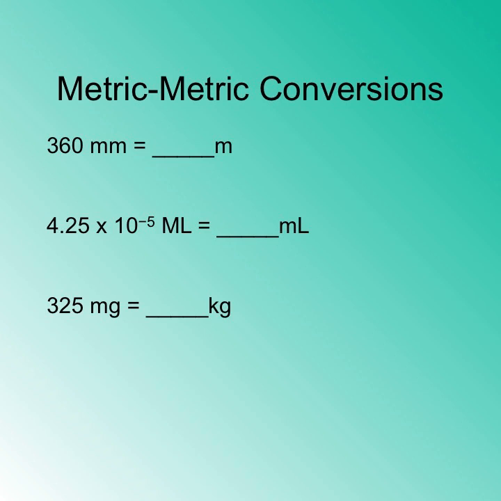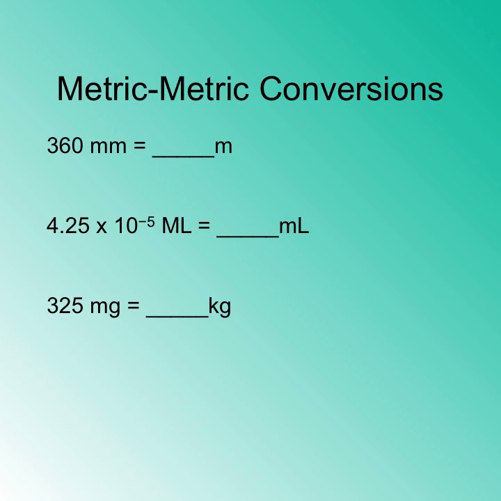And I get 4.25 times 10 to the negative second milliliters. And I will get 4.25 times 10 to the fourth, or 42,500. You can do regular or scientific notation, it really doesn't matter.